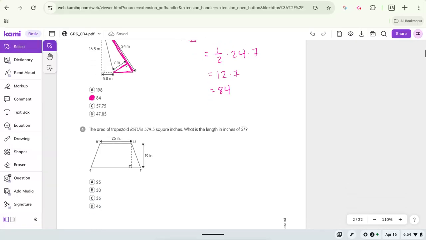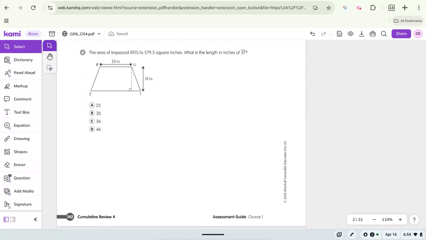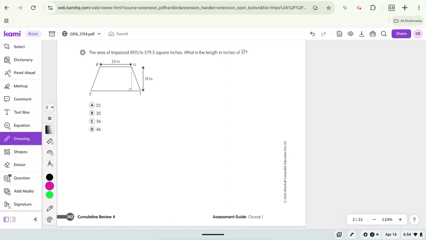All right, moving on to number 4. The area of trapezoid RSTU is 579.5 square inches. What is the length in inches of ST? Okay, so once again, we're going to need a formula. We'll have the area of a trapezoid, which is 1/2 times the height times the sum of the bases.